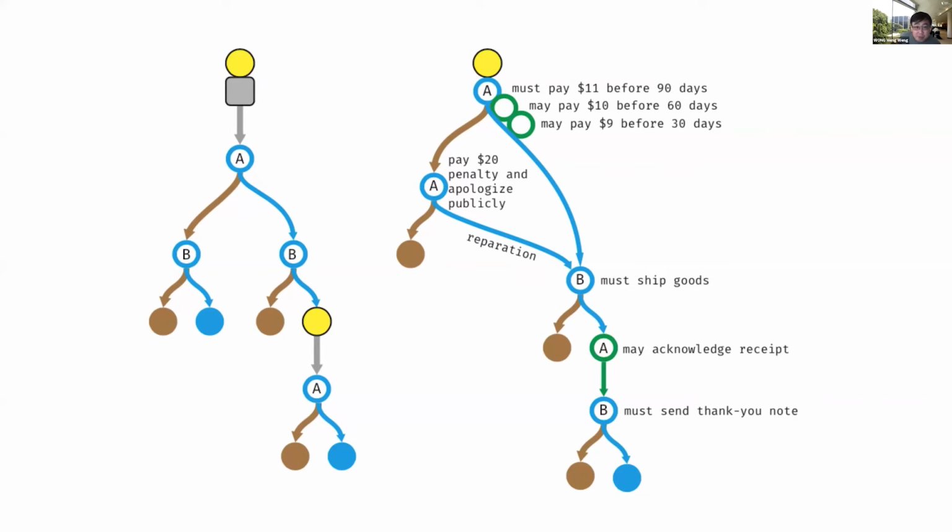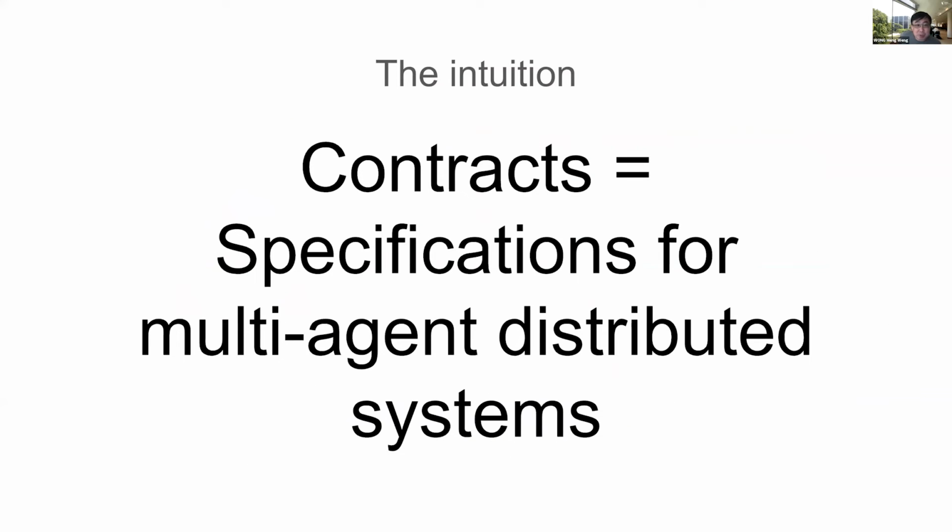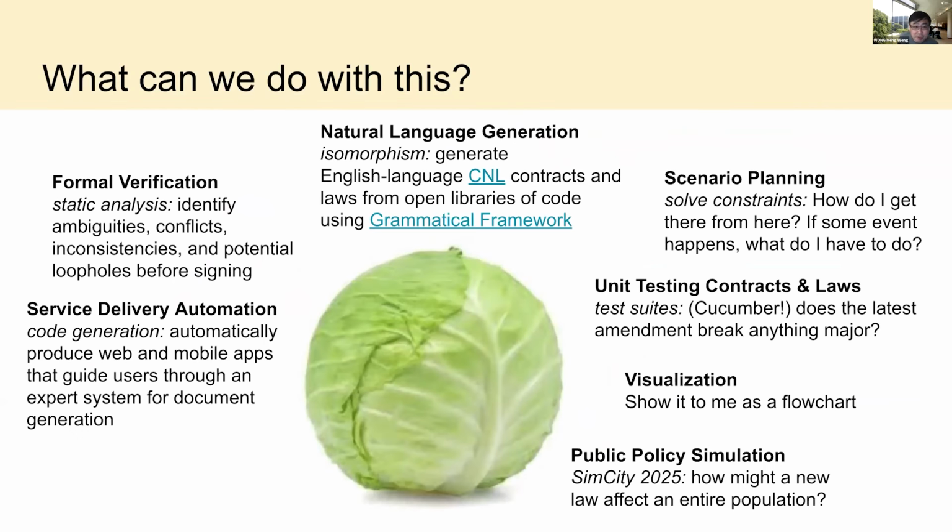And so it's been fun trying to teach lawyers about state transition networks and finite state automata and graphs and dots. So that's kind of fun. I'm not going to get into all the theory of this, but we just observe that contracts are basically specifications for multi-agent distributed systems, which is a fancy way of saying protocols and APIs and things that programmers know how to do.